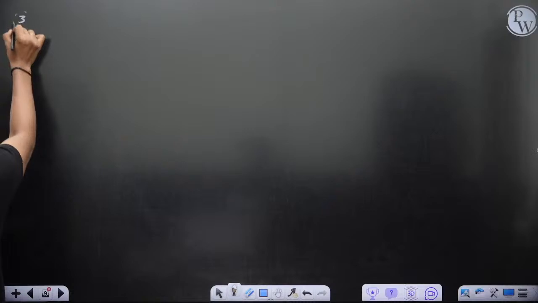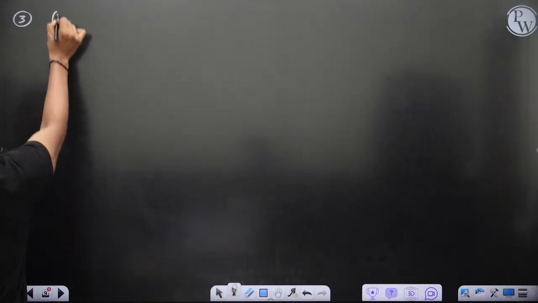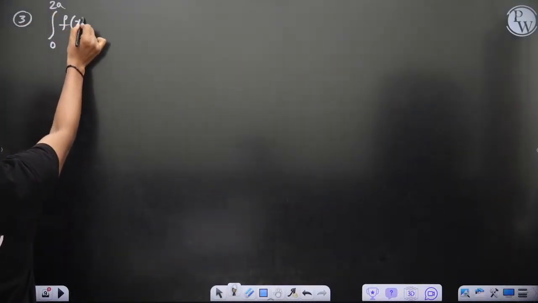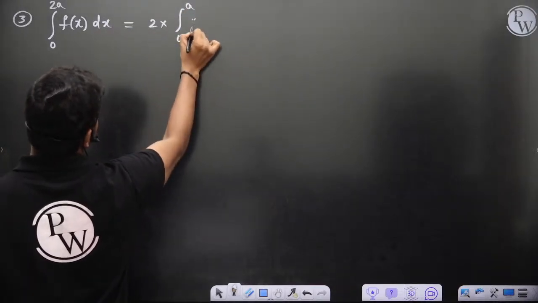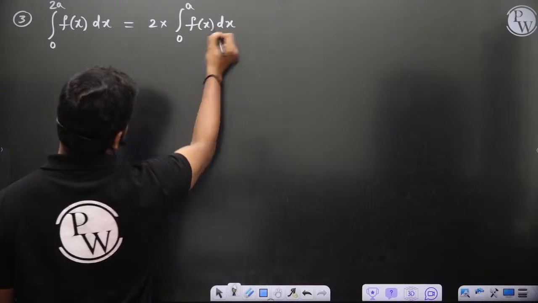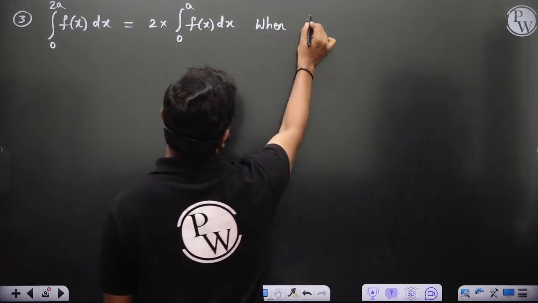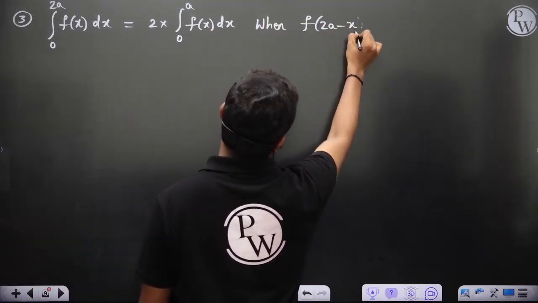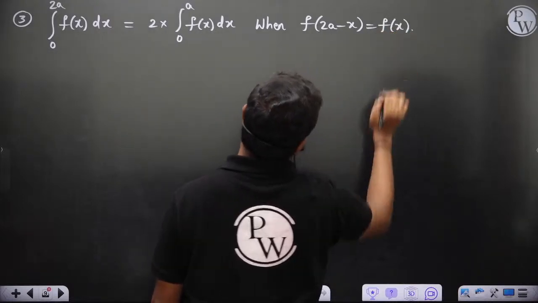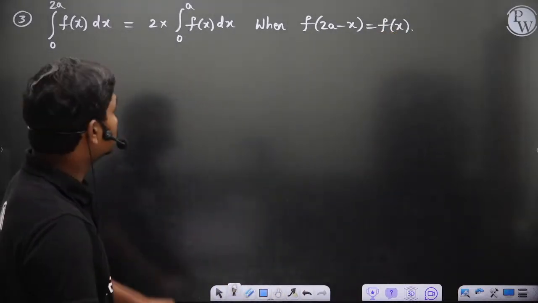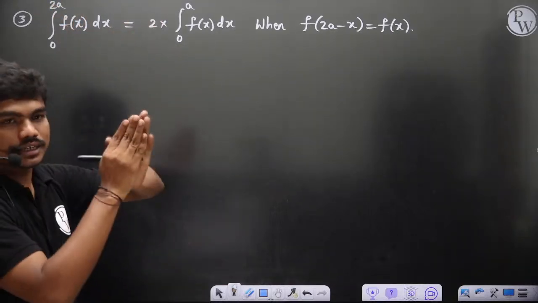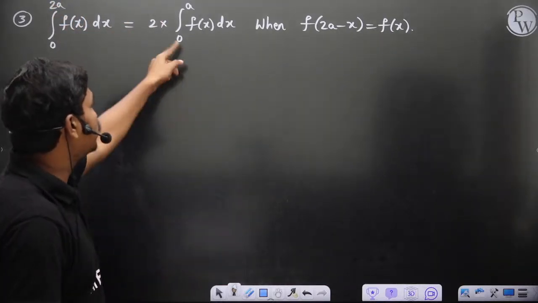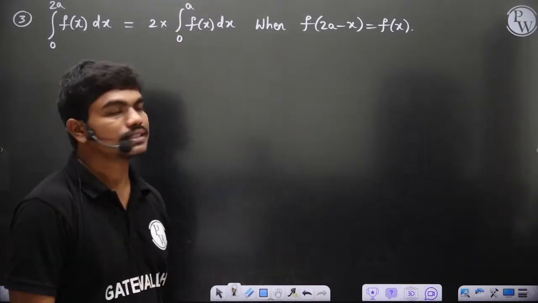Then the third thing which you can see is integral 0 to 2a f of x dx. This is equal to 2 times integral 0 to a f of x dx when f of 2a minus x is actually equal to f of x. Okay, so this is the case what you can write actually. So basically this integration can be written as 2 times integral 0 to a f of x dx if this function is symmetric about x equal to a, that is, when f of 2a minus x is equal to f of x.